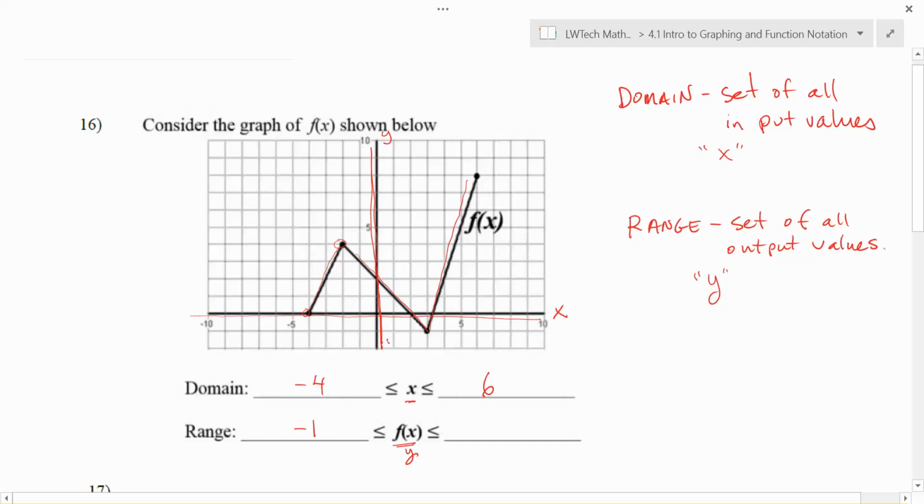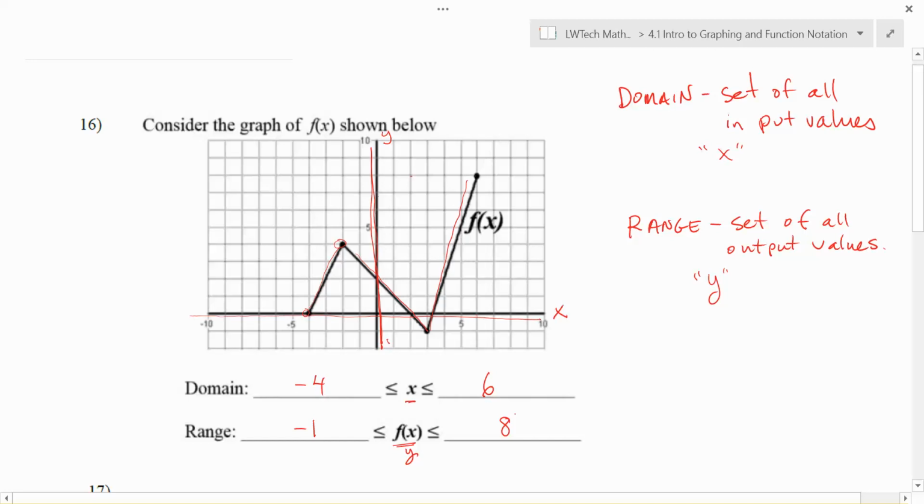And then the biggest value that it's going to take on is all the way up here. And let's see, this is 5, 6, 7, 8. So the biggest y value it's going to take on is 8. So we could write this as -1 is less than or equal to f(x) is less than or equal to 8. Or you could write that by talking about the y coordinate value.